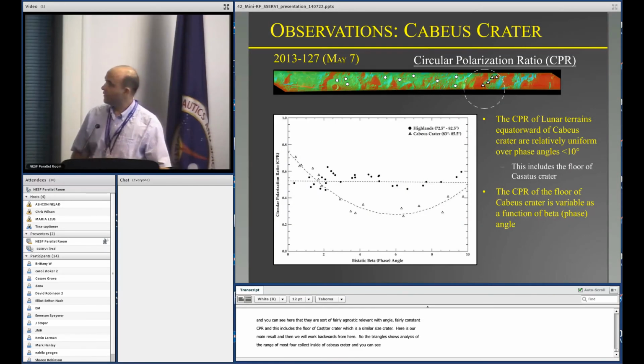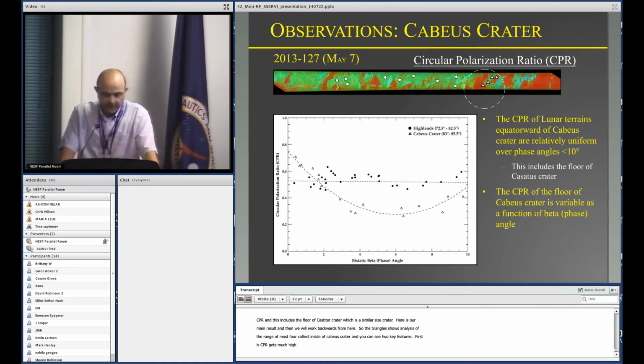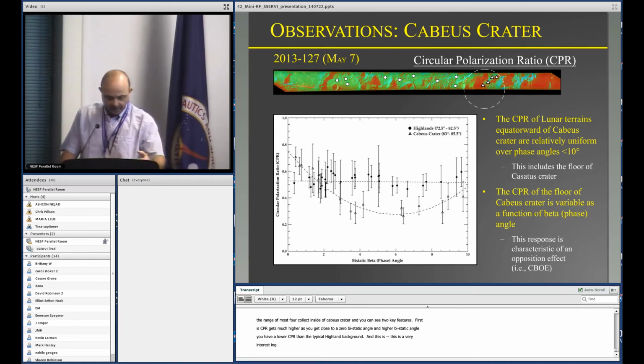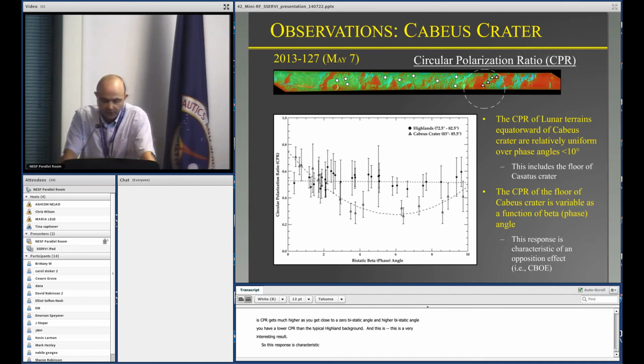So here's our main result, and then we'll work backwards from here. The triangles show analysis of the range from those four collects inside of Cabeus crater, and you can see two key features. The first is that the CPR gets much higher as you get close to a zero bistatic angle, but also at higher bistatic angles you actually have a lower CPR than the typical highland background, and this is a very interesting result.